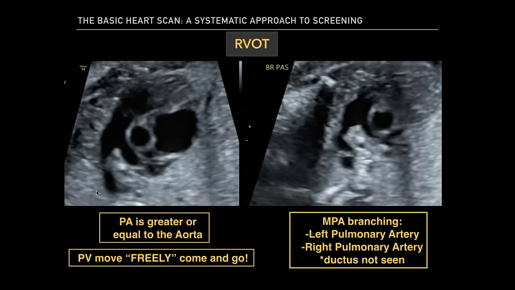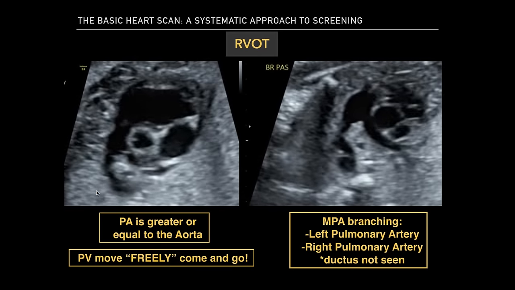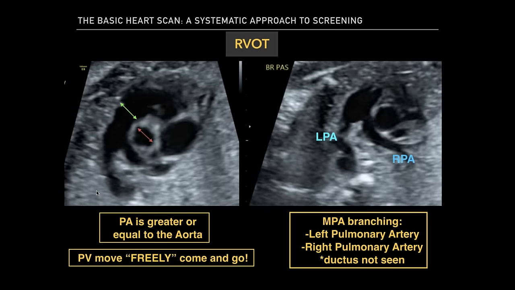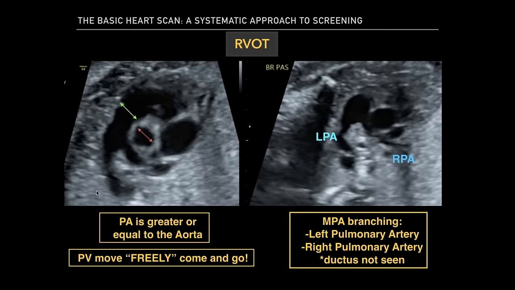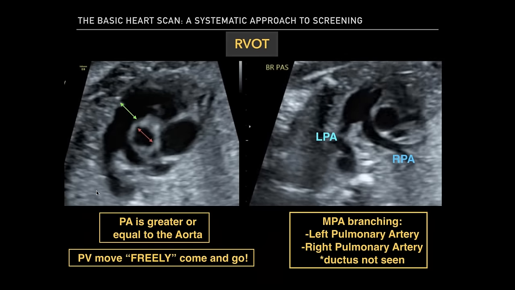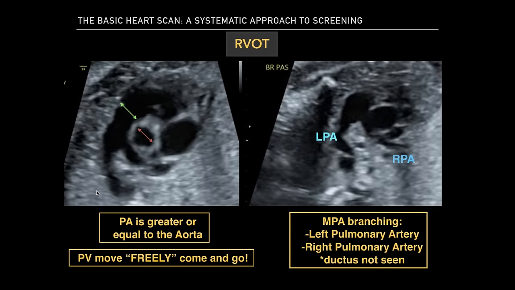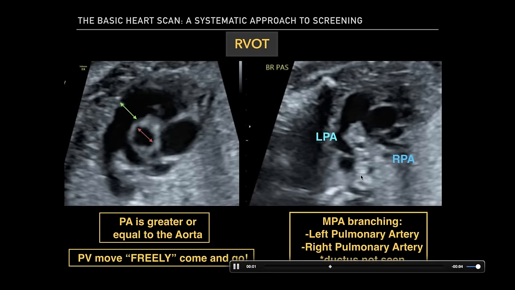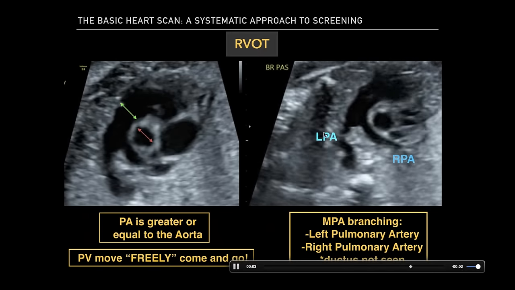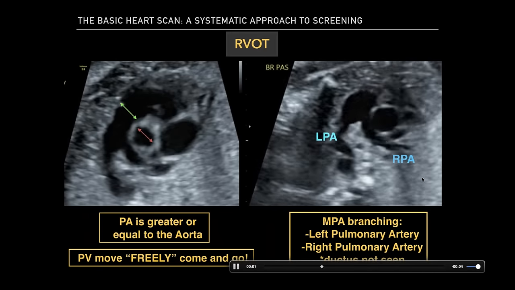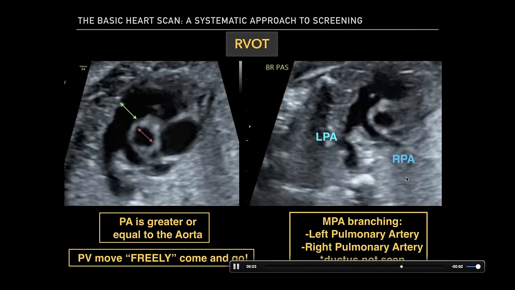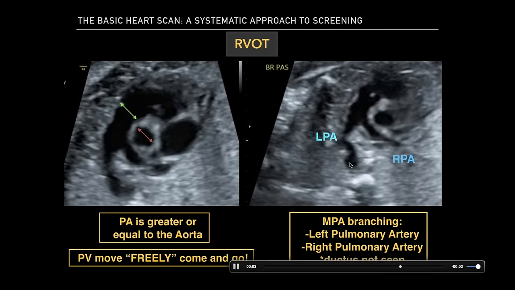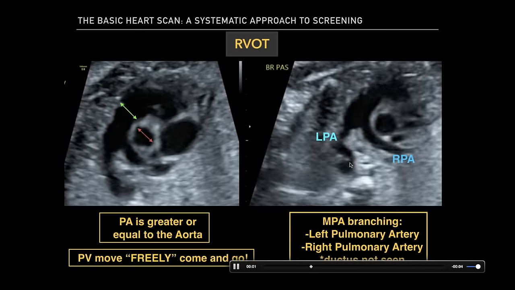When assessing the right ventricular outflow tract, you want to take a look at the PA and make sure the PA is greater than, if not equal to, the aorta. And also, you want to be able to assess the pulmonic valve, that it's moving freely and coming and going with circulation. And here, we're able to see the branch PAs. Here, the main pulmonary artery branches, such as the left pulmonary artery and the right pulmonary artery. These are important anatomic characteristics that differentiate it from the ascending aorta. So this is very important to note and remember.